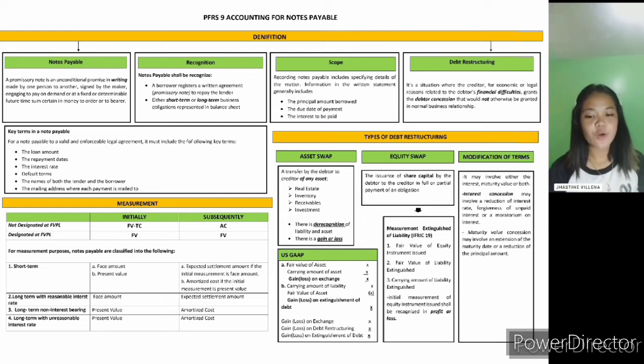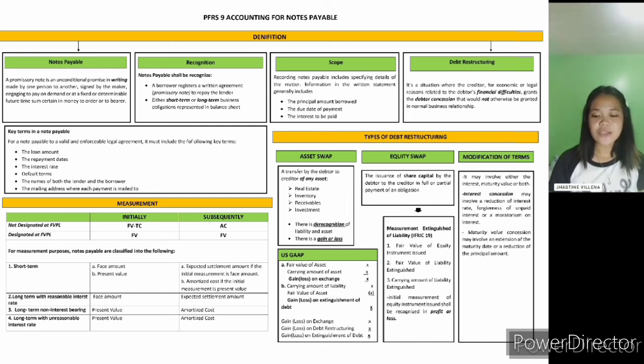Modification of terms. It may involve either the interest concession or maturity value concession or both. Before I differentiate the interest concession and the maturity value concession, the modification of terms is, for example, if you borrowed money, you have to pay money. The interest concession may involve a reduction of interest rate, forgiveness of unpaid interest, or moratorium of interest. For example, if you borrowed money and the creditor gives you a 12% interest rate, but instead of 12%, they make it 10% because the creditor makes a reduction of the interest.